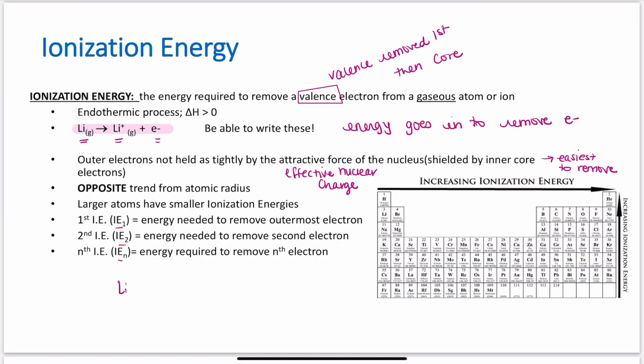So for lithium gas, going to lithium plus gas plus an electron is IE1. If I had lithium plus gas going to lithium 2 plus gas phase plus an electron, that would be IE2. And if I did lithium 2 plus, giving me lithium 3 plus plus an electron, that would be all the electrons lithium has, but that would be IE3.